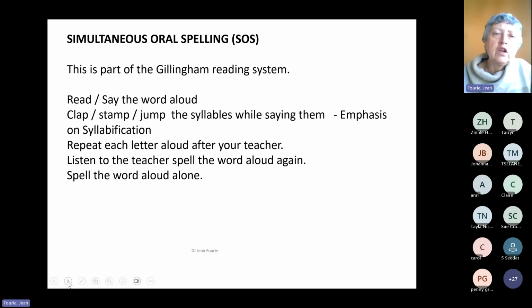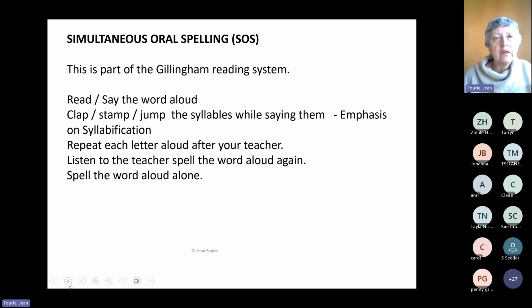Then there are lots of different systems of spelling that have arisen, and people have written about those in a lot of remedial books. One of them is called simultaneous oral spelling, SOS. It's part of a much more complicated system called the Gillingham reading system, and it's got to do a lot with auditory awareness and being able to also visually see.